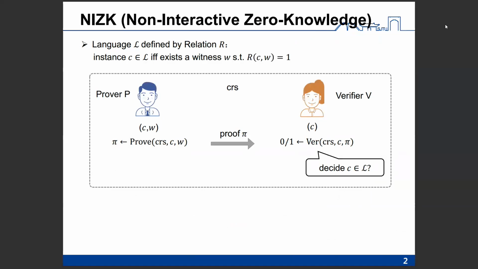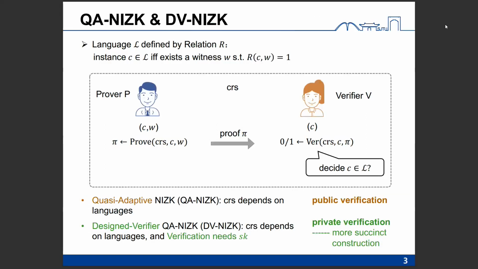We may start from NISC, non-interactive zero-knowledge proofs or arguments, and I guess most of us are very familiar with it. In NISC, we define a language L by a relation R, and we say an instance C belongs to L if and only if there exists a witness W such that R(C, W) is equal to 1. NISC has many applications. The prover, with C and witness W, can generate proof pi and send it to the verifier V. The verifier V, with the help of the CRS, common reference string, can invoke the verifier algorithm to output a bit 1 or 0 to decide whether C belongs to the language L. And NISC has two variants, namely QA NISC and DV NISC.